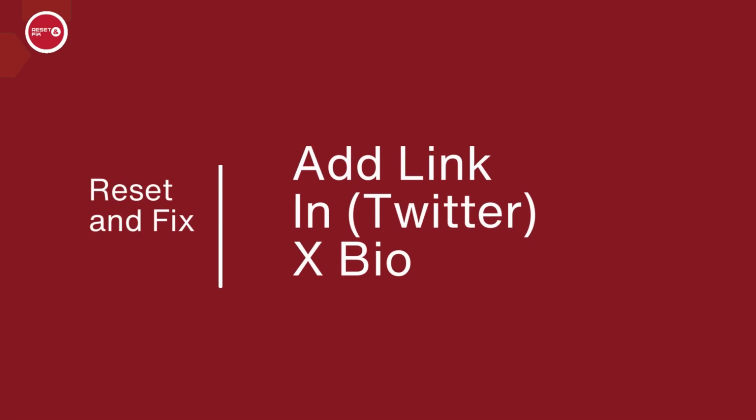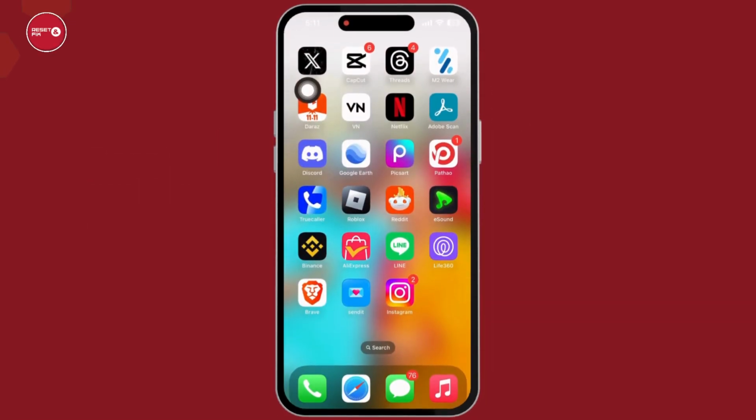How to add a link in Twitter bio. If you want to add a link to your Twitter bio, follow these steps. Adding links to bio is a very simple and easy process. Just follow along. Firstly, navigate to the Twitter app or the X app and open it on your device.